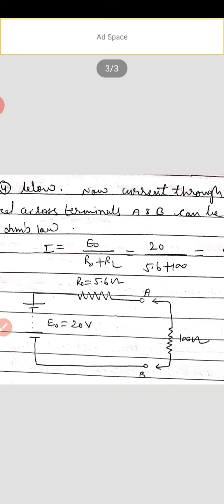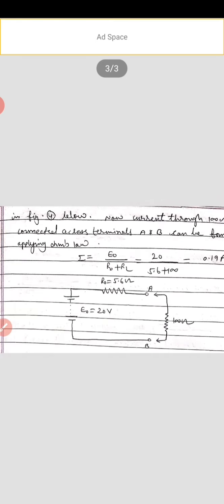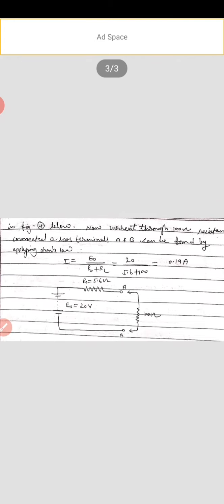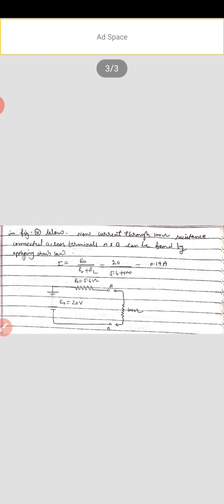So we can see in this circuit diagram that the 5.6 ohm and 100 ohm resistances are connected in series. So the total resistance will be equal to R naught plus RL. By using Ohm's law, the current is equal to E naught upon R naught plus RL, which is 20 divided by 5.6 plus 100, and this will be equal to 0.19 ampere. So the current will be equal to 0.19 ampere.